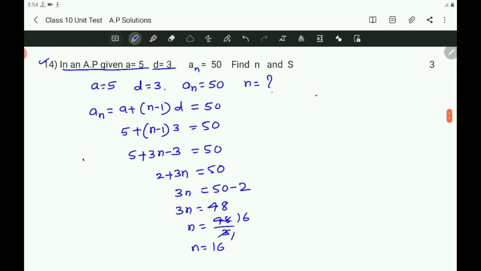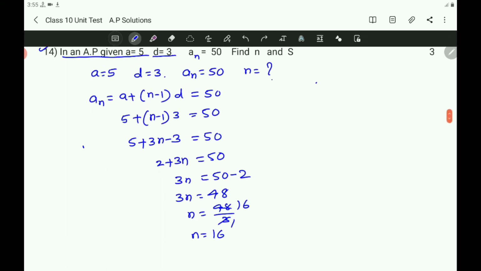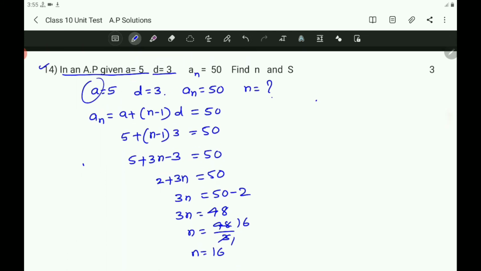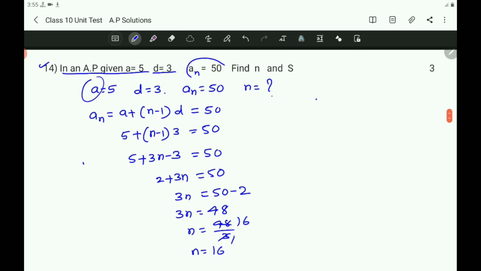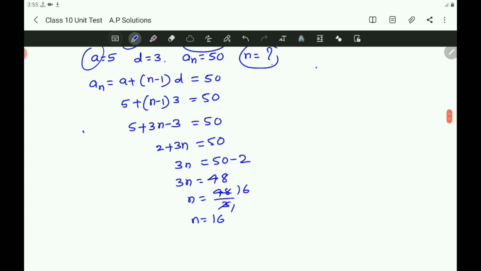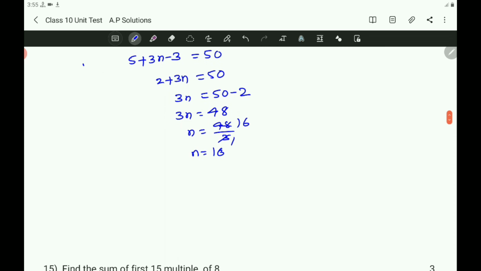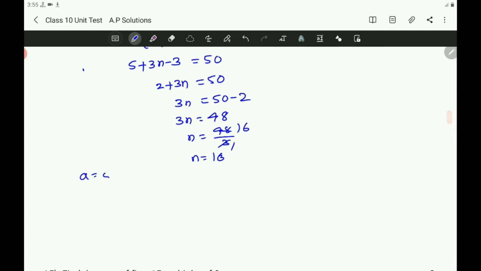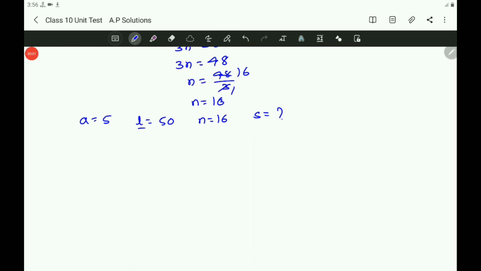N equals 16. Next what you have to find out? You have to find S. So here you got A and AN. AN is 50. Consider that is the first term A and the last term AN is 50, and use the value of N as 16. So you write the formula for S. Here you got A equals 5, L equals 50 and N equals 16, S equals question mark. Then you write the formula for S. S equals N by 2 into A plus L.